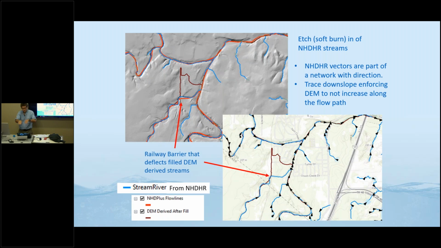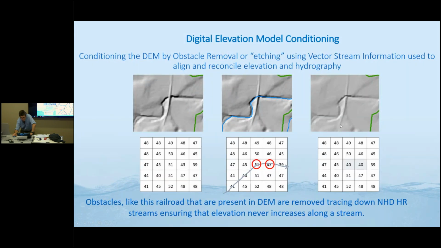So if it goes along, and if it's in this valley here and then it suddenly encounters that barrier, it just lowers the elevation, sort of pushes the dominoes over. And then when it starts going downhill again, it'll flow on the top of the surface. If there's another bump up, it'll push the domino over. And so there's enforcing the digital elevation model not to increase along the flow path.